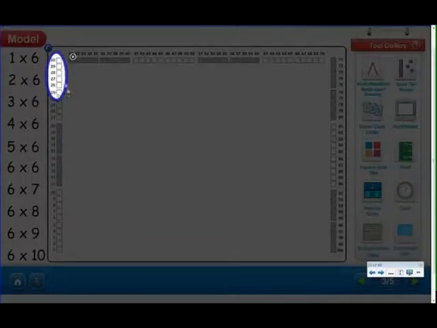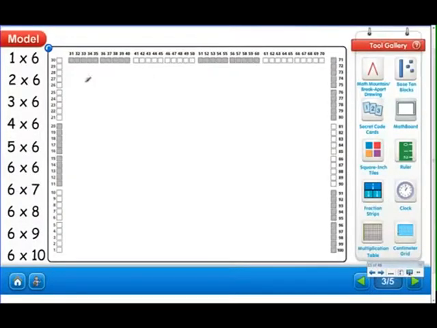6 times 5 is 30. Maybe you can see some patterns. I would suggest that you get a separate piece of paper and actually write down 1 times 6 equals 6 and go all the way up to 6 times 10. Do it on a separate piece of paper so that you can practice and then see if you can see any patterns.